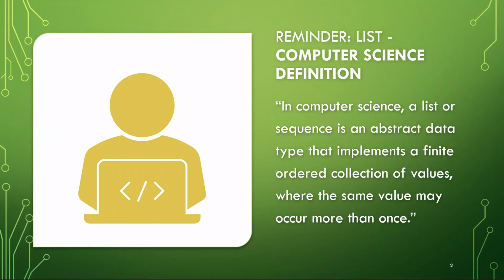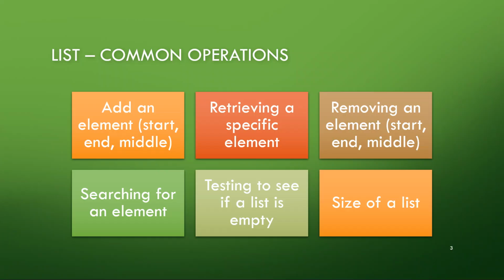So computer science definition. In computer science, a list or sequence is an abstract data type that implements a finite ordered collection of values where the same value may occur more than once. Now, common operations that we have in a list, and that we will be kind of stepping through some of them in this video series, is adding an element. In this case, you will do examples if you're adding to the start, end, or middle of a list. Retrieving a specific element, removing an element, and what happens when you're at the start of the list, the end of the list, or in the middle if you have multiple elements. Searching for a list, which will involve using a comparator, and testing to see if a list is empty and the size of a list.